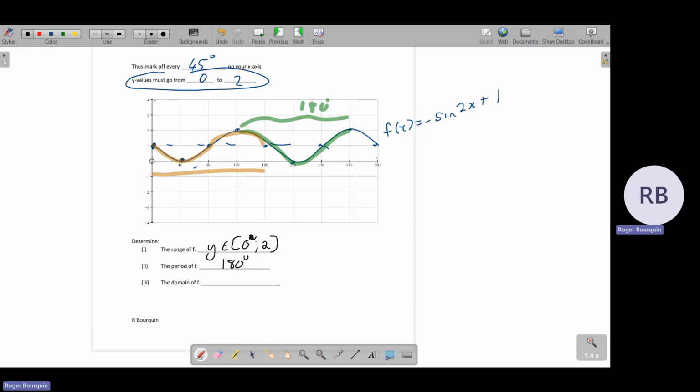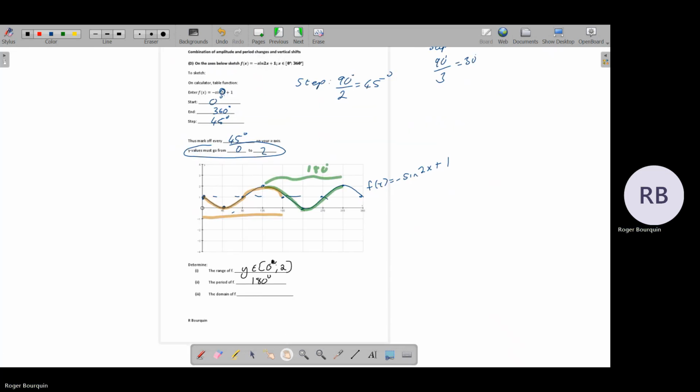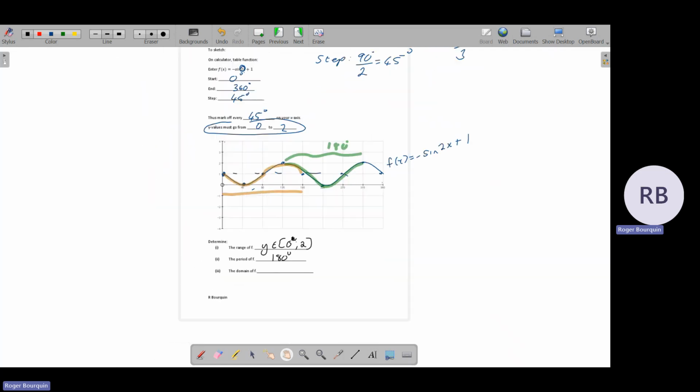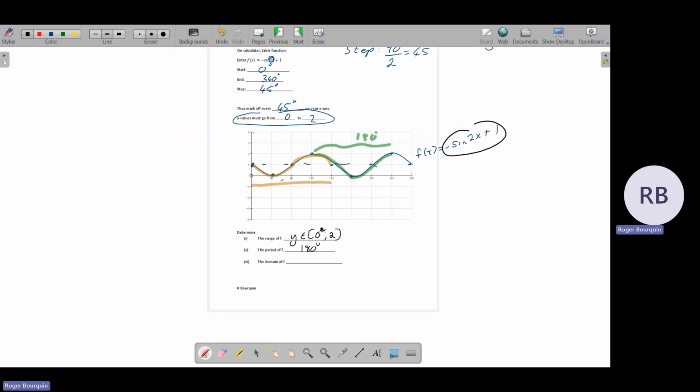You should also just use the equation. How do I use the equation? Well, I've got sine 2x, right? So if you've got sine 2x, your period is equal to 360 divided by this number. But you should be able to see it from a graph, and you should be able to see it from the equation. Okay. Somebody got a question, Rambo?